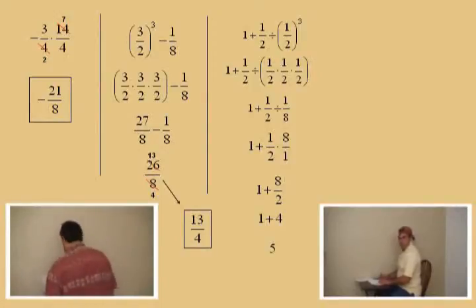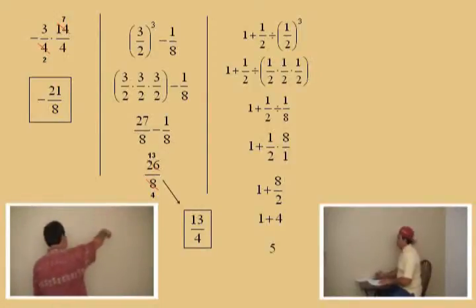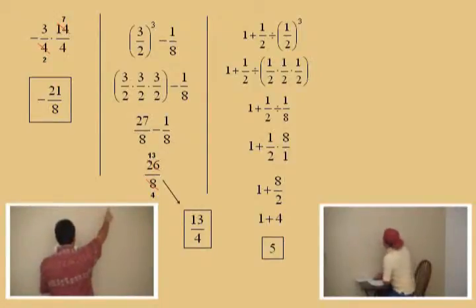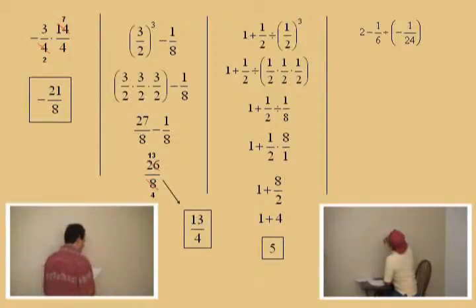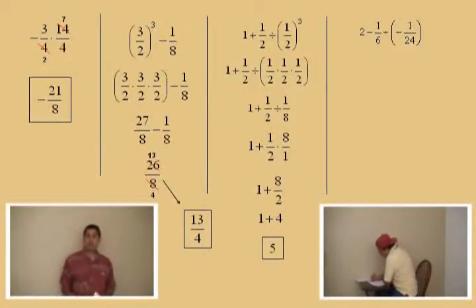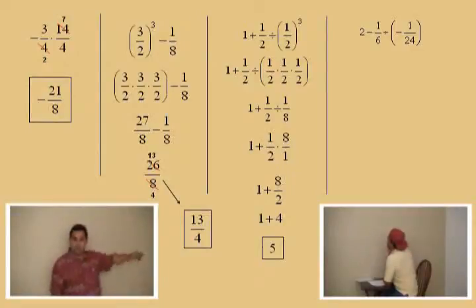Okay. Moving on to our next problem. 2 subtract 1/6 divided by negative 1/24. Now, Charlie, what do we do first? The subtraction or the division? The division. But we're dividing with a fraction, so we're going to change that to multiplication, Charlie. So what do we have to do? Reciprocal. Take the reciprocal there, okay? So go ahead and list that out.